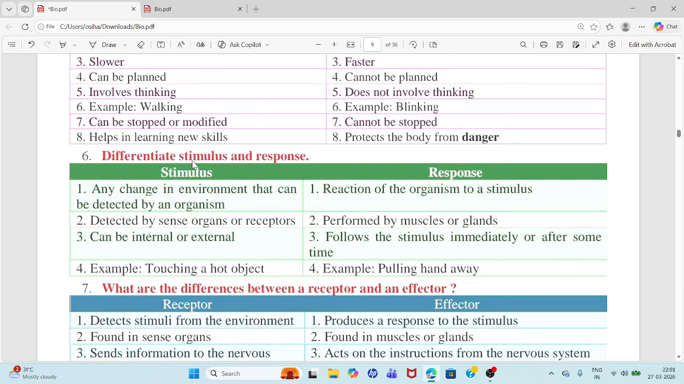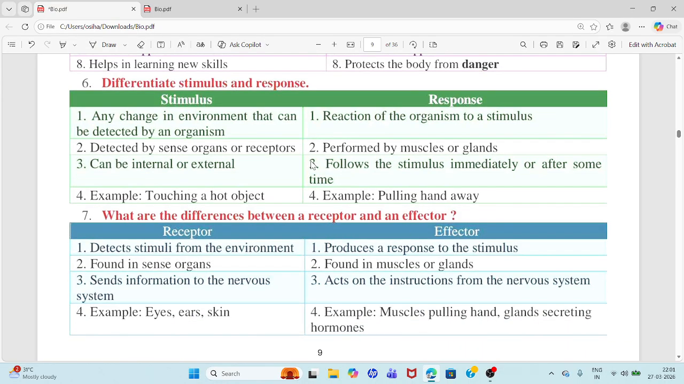Sixth question. Differentiate stimulus and response. Stimulus: any change in environment that can be detected by an organism. Here, response: reaction of organism to stimulus. Detected by sense organs or receptors. Here, performed by muscles or glands. Can be internal or external. Here, follows the stimulus immediately or after some time. Example, touching a hot object. Example, pulling hand away. Stimulus, response.